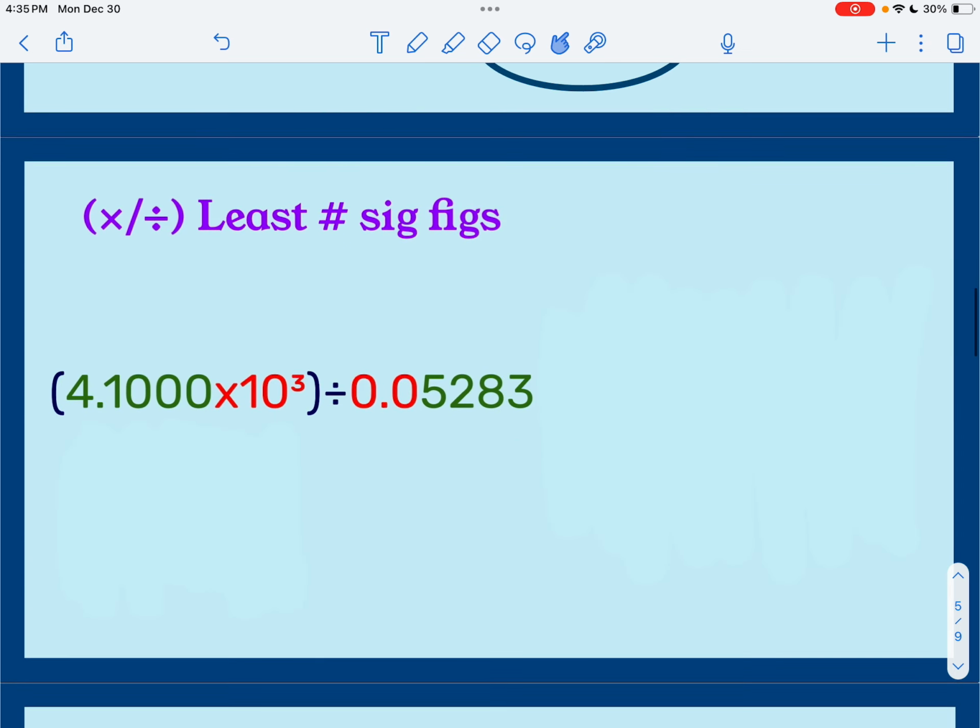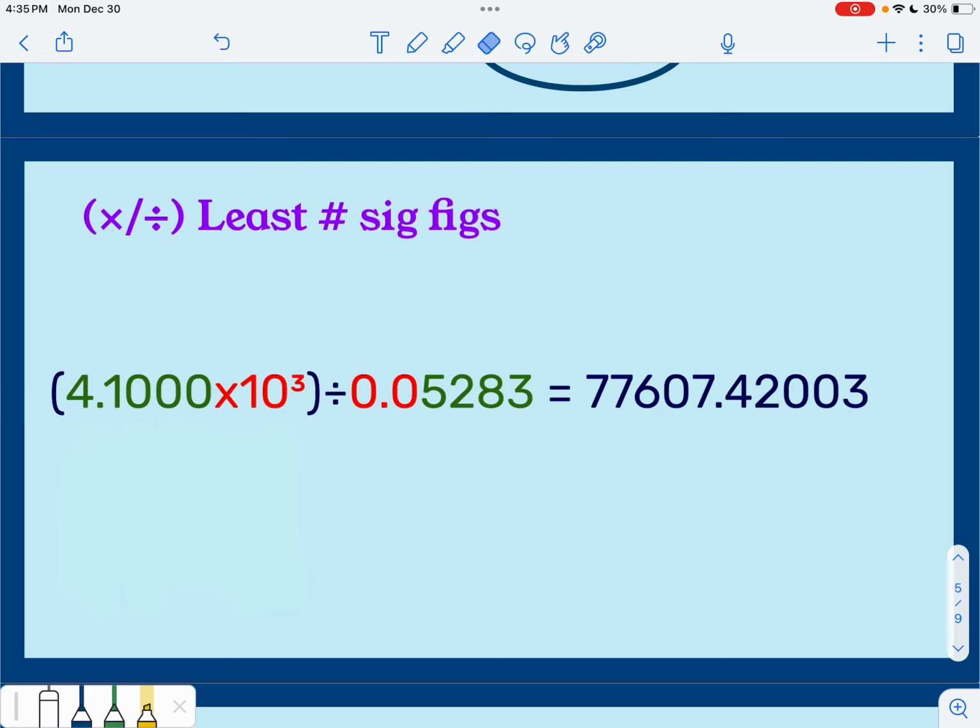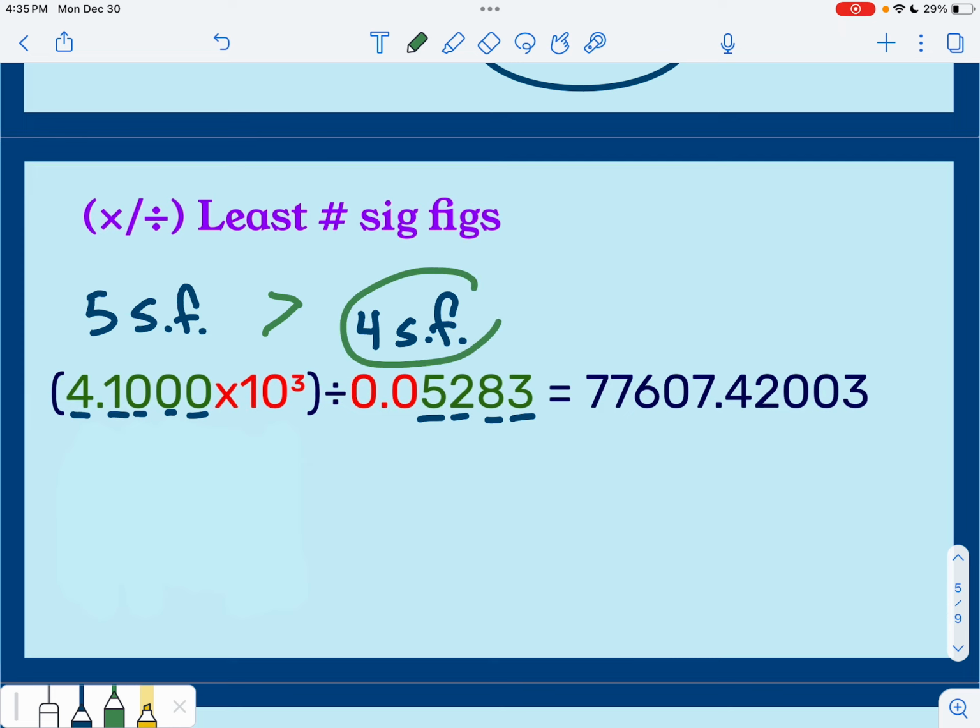Let's do the next example. Let's do 4.1000 times 10 to the third and divide it by 0.05283. Again, if you plug this number in your calculator, you will get the following. Now let's figure out the amount of sig figs that they both have. Well, this first one has 1, 2, 3, 4, 5. This has 5 sig figs. And your second number has 1, 2, 3, 4. 4 sig figs. So we know that 4 is less than 5, so your answer can only have 4 sig figs in it.